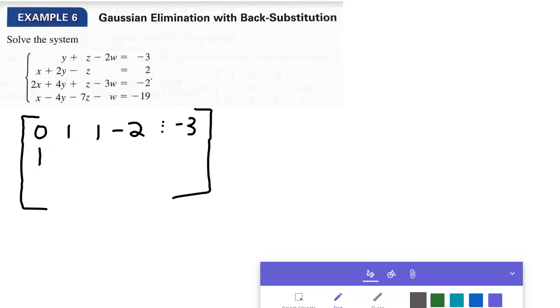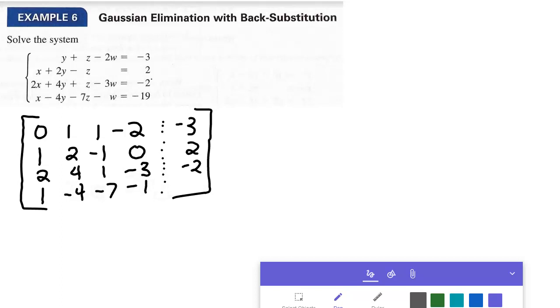Your next row would be 1, 2, -1, 0, and 2. Okay. Your next row would be 2, 4, 1, -3, and -2. And then you'd have 1, -4, -7, -1, and then -19. And again, there you have a 4 by 5 matrix there.